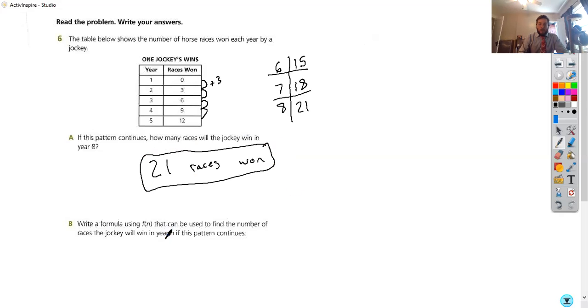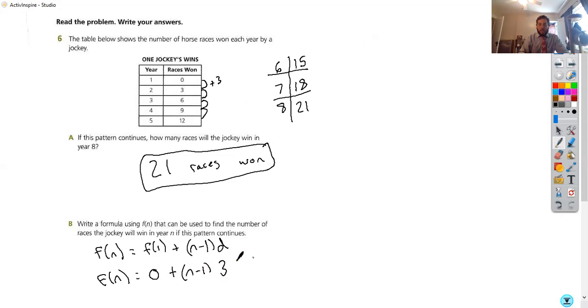Now it says write a formula using f of n that can be used to find the number of races the jockey will win in year n if this pattern continues. For a formula, we're simply writing f of n equals f of 1, or how many they won in the first year, plus (n minus 1) times the common difference. Now we can fill this in. f of n equals, well, in year 1 they won 0 races, so put in 0, plus (n minus 1) times our common difference, which is 3. Each year goes up by 3.